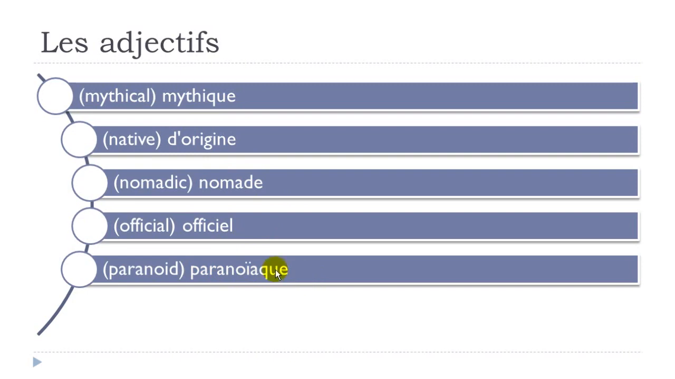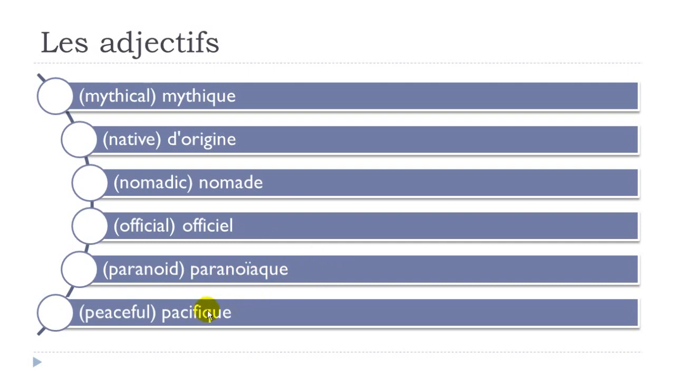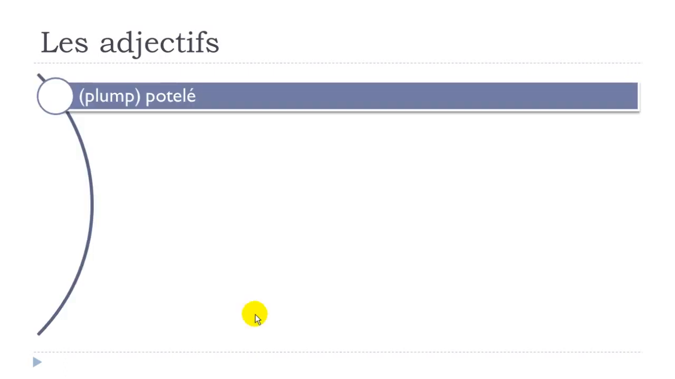Paranoïaque. Okay, remember, Q-U-E, K, ac. Paranoïaque. Pacifique. Q-U-E, K, ic. Pacifique. Potelé. Okay, here you don't really pronounce this E. Potelé.